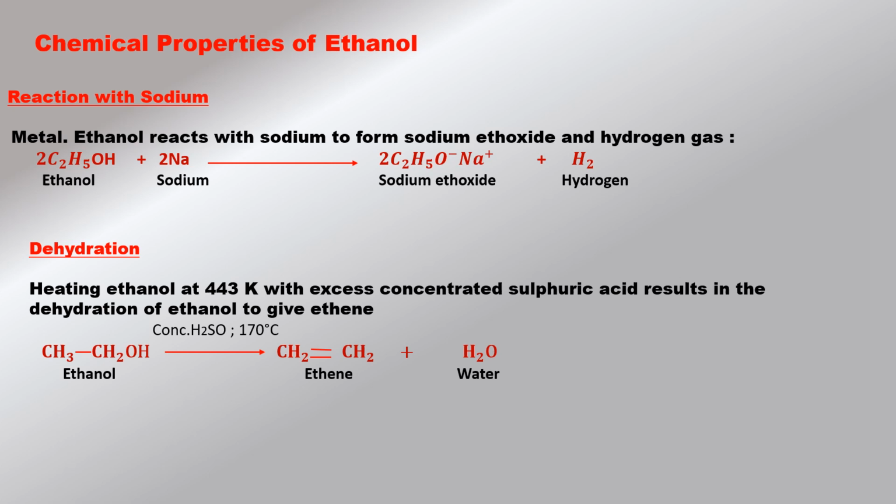Dehydration. Dehydration of an alcohol means removal of water molecule from it. When ethanol is heated with excess of concentrated sulfuric acid at 170 degrees Celsius, it gets dehydrated to form ethene, which is an unsaturated hydrocarbon. In this reaction, concentrated sulfuric acid acts as a dehydrating agent, which removes water molecule from the ethanol molecule.